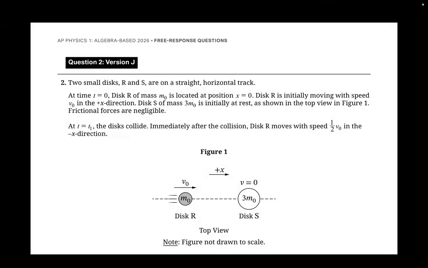This looks like a momentum scenario. At time t equals t1, the disks collide. And then immediately after the collision, disk R moves at speed half v naught in the negative x direction. So half the amount of momentum to the left. Okay.